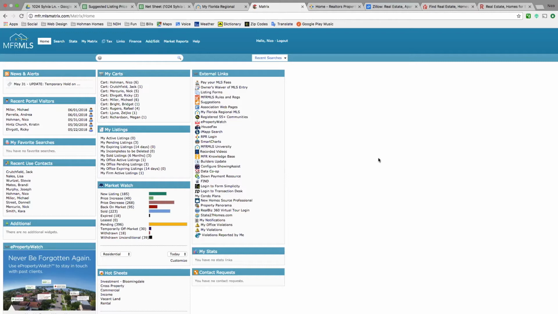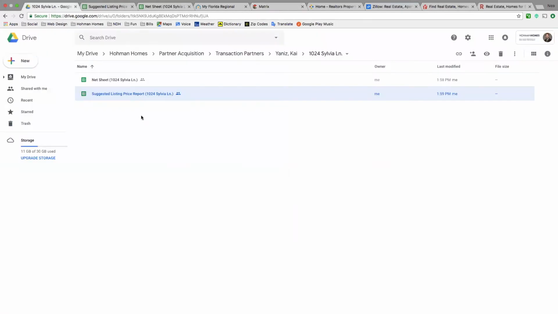So when we give a listing presentation, we know exactly what price we're going to say that we're going to put the home on the market for. And hopefully we can even say what price we expect the home to close at. But first, let's dive right into it. First, we need to pick a sample property. So today's sample property is going to be 1024 Sylvia Lane.